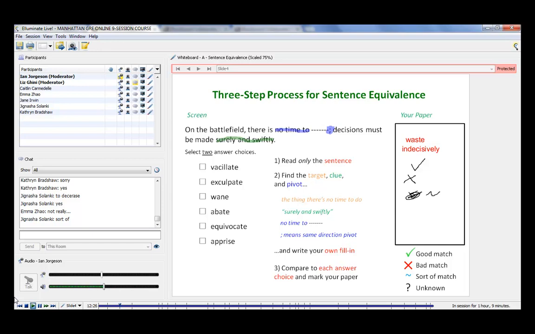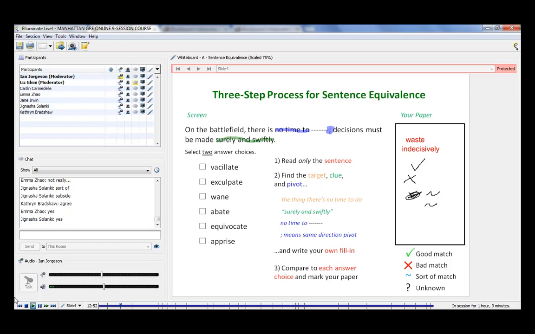How about abate? What does abate mean? Okay, so it means something pretty similar to wane. What do you guys think about that? Okay, so let's do the same thing we did with wane, okay? And we'll come back and talk about that in a little bit.